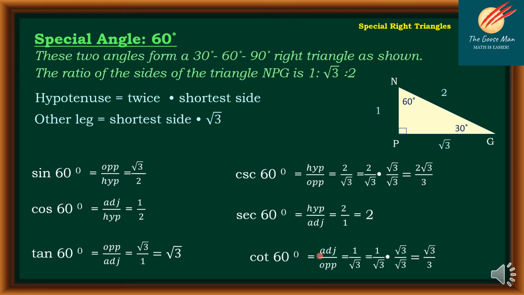And finally, we have cotangent 60 degrees. It means that is adjacent all over opposite. It means this is 1 over square root of 3. But if we will rationalize this, we will multiply both the numerator and denominator by the square root of 3. So that is why we come up with square root of 3 all over 3.